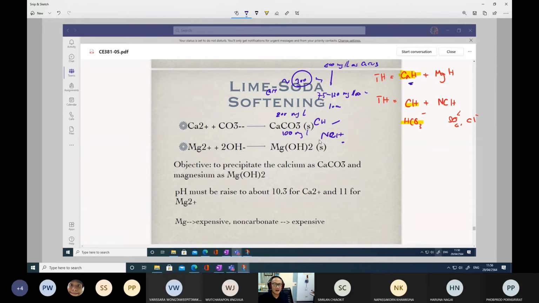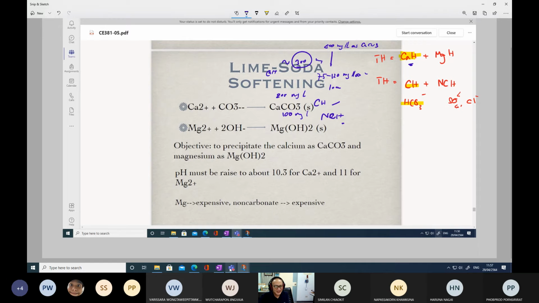These reactions are possible only when the pH is above 10.3 for the calciums, and it must be above 11 for magnesiums. So it means that we have to adjust the pH. So we have to bring the pH of the water to be above 10. Only above 10 can we actually remove the hardness. Why?